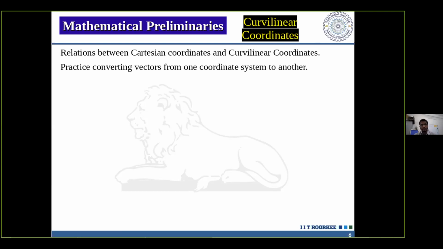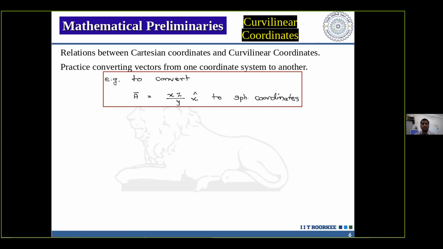So now let's try to convert A bar, which is given in Cartesian coordinates as x z over y times x cap, to the spherical polar coordinate system. The vector that we have is a vector in the Cartesian coordinate system. How to go about it? To do this, we need to remember two things.